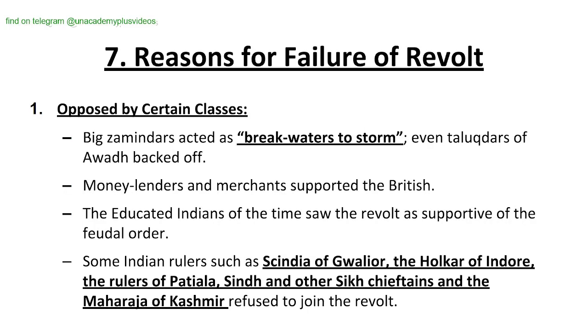Reasons for failure of the revolt. Opposed by certain classes. Big zamindars acted as breakwaters to the storm, and even the talukdars of Awadh backed off. Moneylenders and merchants supported the British. The educated Indians of the time saw the revolt as supportive of the feudal order. Some Indian rulers such as Scindia of Gwalior, the Holkar of Indore, the rulers of Patiala, Sindh and other Sikh chieftains and the Maharaja of Kashmir refused to join the revolt.